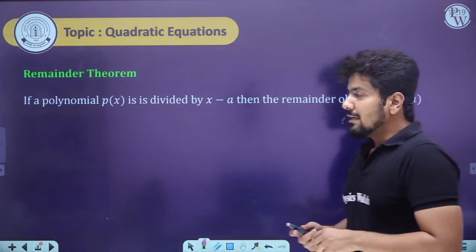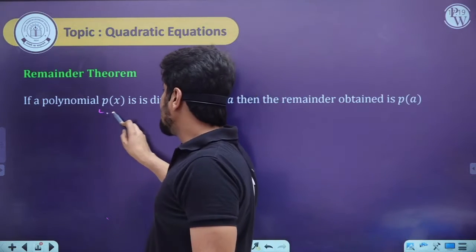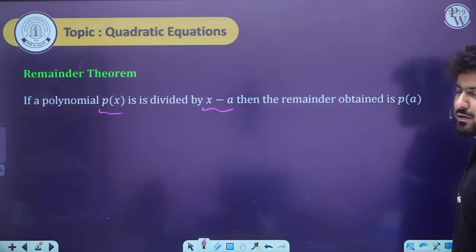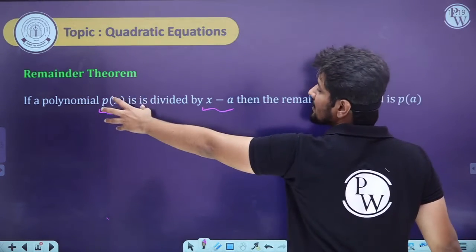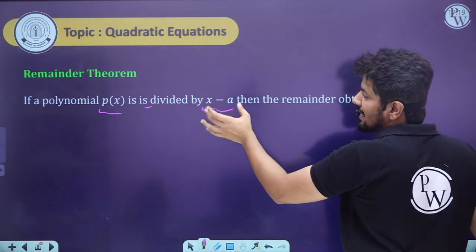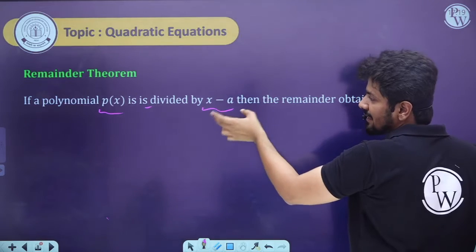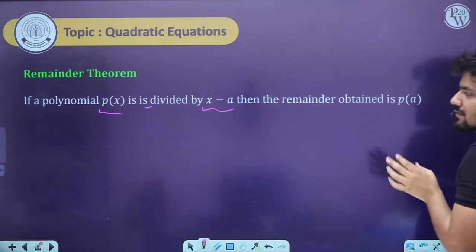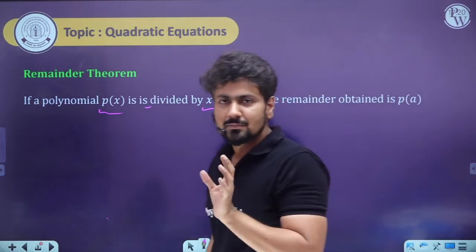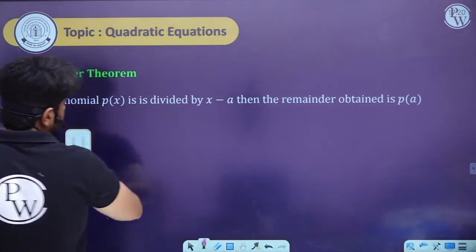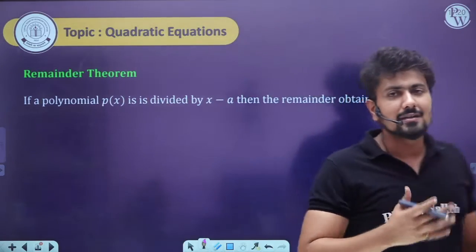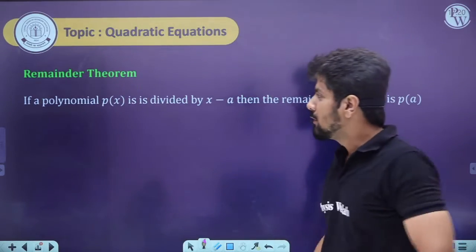Remainder theorem says that if a polynomial p(x) is divided by x minus a, if I divide a polynomial by this linear factor x minus a, then the remainder obtained is p(a). This is the statement. Now let's understand the proof of it. Let's understand the reason behind it. Why does this happen?